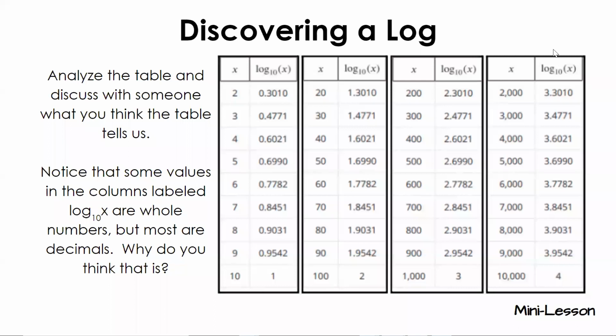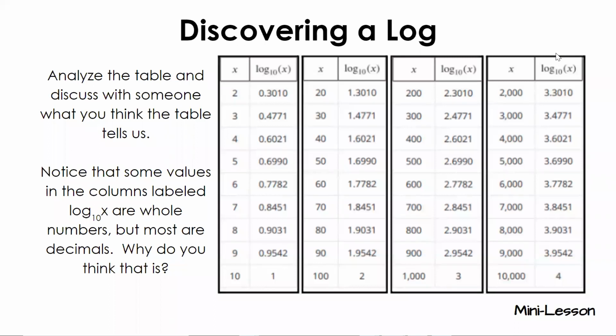All right, so analyze the table and discuss with someone what you think the table tells us. Notice that some values in the columns labeled log base 10 of x are whole numbers, but most are decimals. Why do you think this is? Take like 2 minutes, turn to your neighbor, discuss what you see. Go.